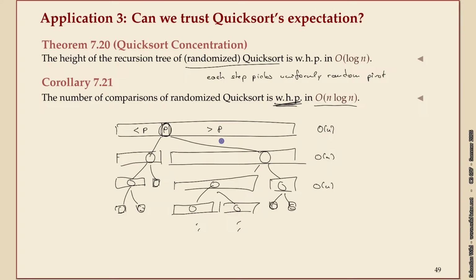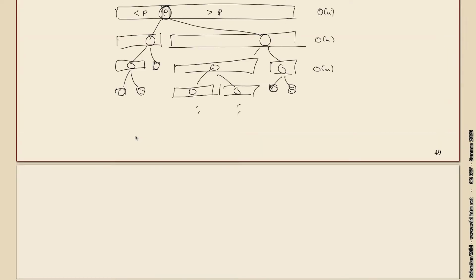I want to sketch how you can apply Chernoff bounds to prove this logarithmic height statement. But I have to identify something that behaves like a binomial distribution. And maybe that's at first not obvious how that fits together.